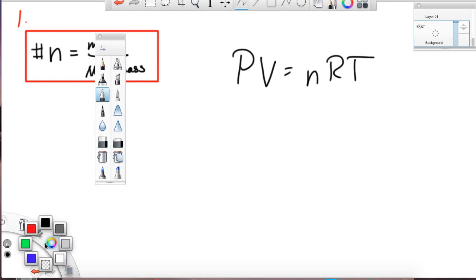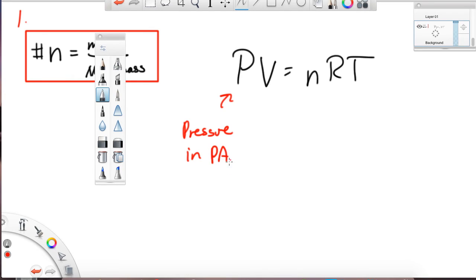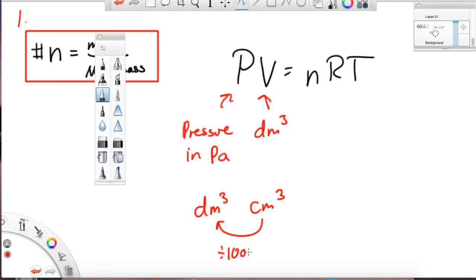Where P is the pressure. P would be the pressure in Pa, and V in decimeter cubed. This is the conversion from decimeter to centimeter; it's better just to mention it over here. So if you have centimeters and you want to go to decimeters, you divide by 1000. And if you want to go from decimeter cubed to centimeter cubed, then you multiply by 1000.